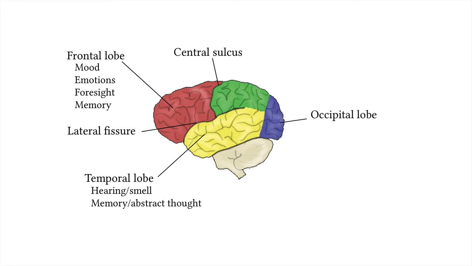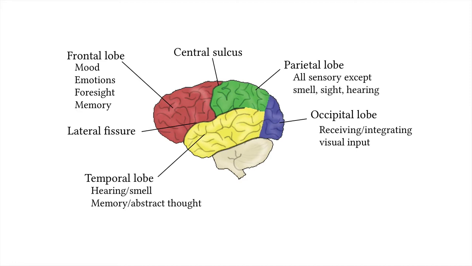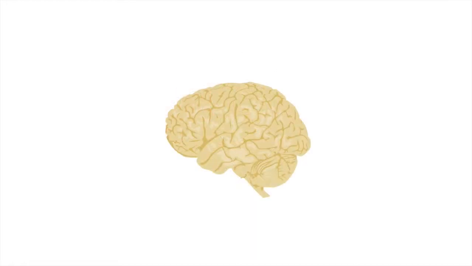The occipital lobe does not have fissure or sulcus boundaries, but it has unique functions, receiving and integrating your visual information. The parietal lobe takes in all the sensory information we have not as yet covered, everything except for smell, sight, and hearing. We can actually narrow down where on the cerebrum specific functions occur.